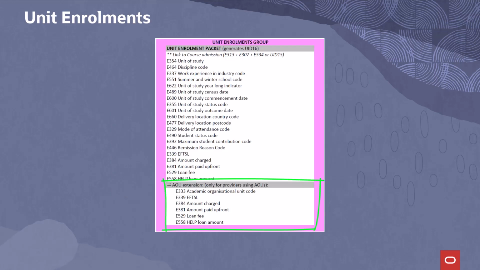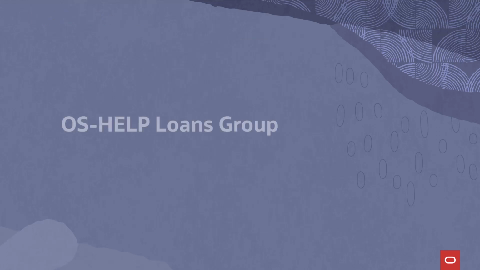If you are a Table A or Table B provider and your institution uses AOU, the EFSL and fee amounts will be reported in separate AOU records. Institutions that do not report AOU will see the EFSL and fee amounts reported in the main unit enrollment packet.